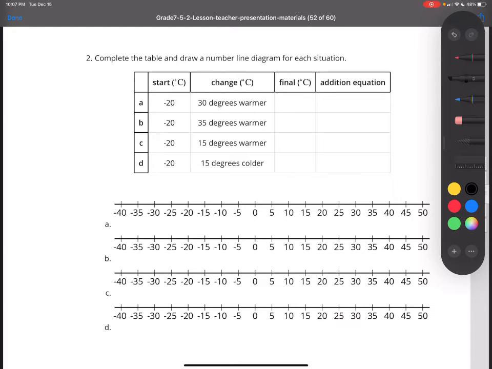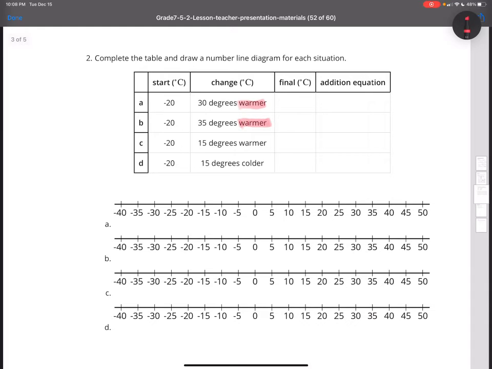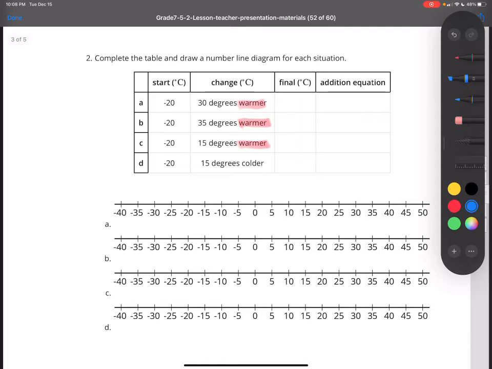Now, if you want to do something on your own, you could pause it. But let's look at this table again. All right. So I see that it's 30 degrees warmer, which means we're going right. And then the last one says 15 degrees colder. All right, so let's get started. Now, instead of it going to a positive 40, it's going to negative 20.